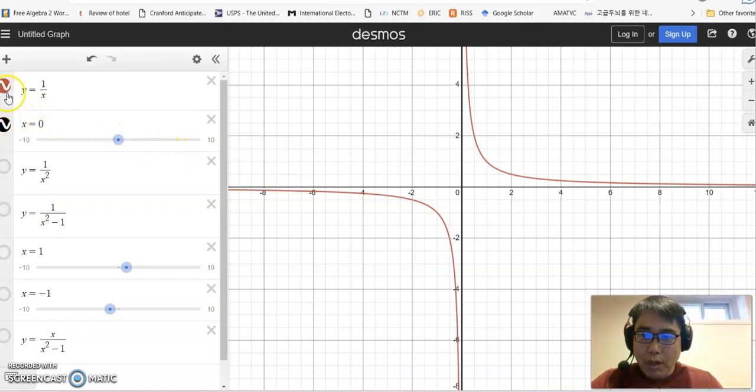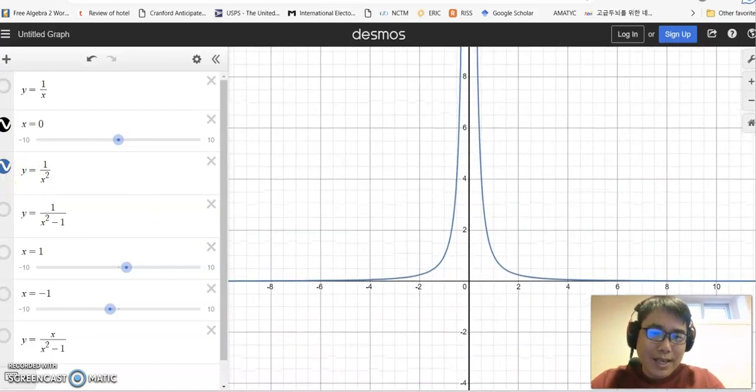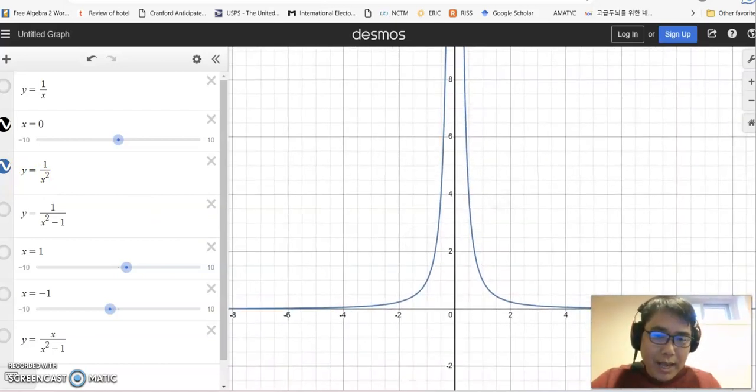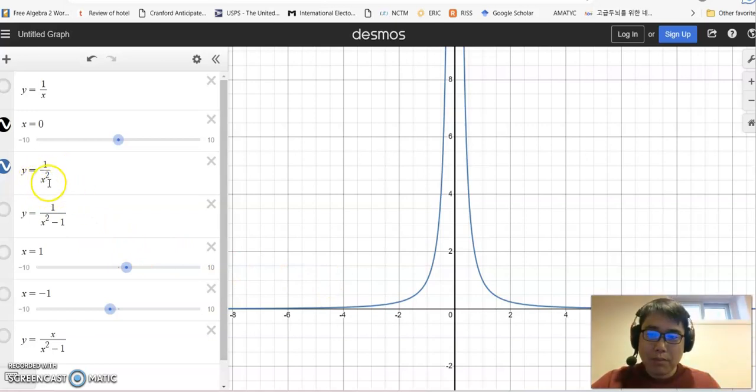And now, what about this function? As you see, it shares exactly the same vertical asymptote, x equals 0. But unlike the first graph, in this second blue graph both sides are above the x-axis. The reason is because of this squared term here. Even though you put in a negative value, it always becomes positive. A negative squared becomes positive, and a positive squared is, of course, positive. That's the reason this graph is always above the x-axis.